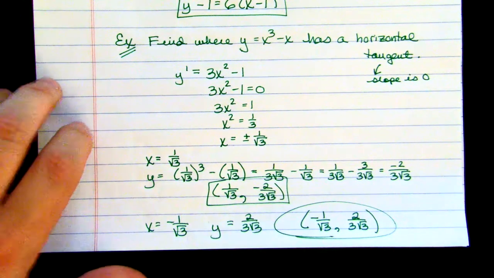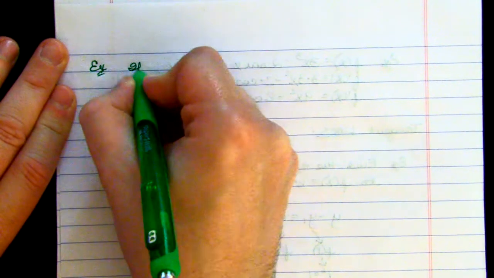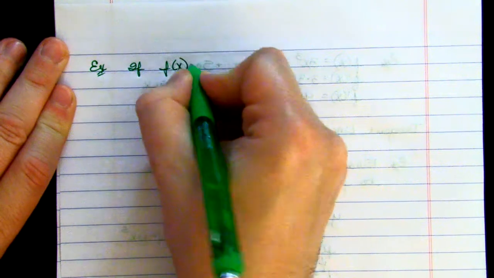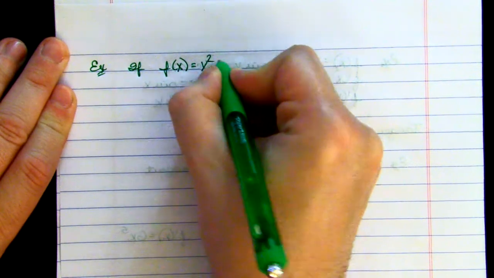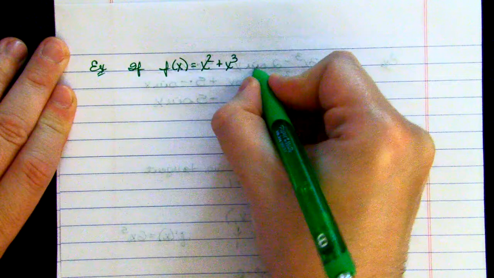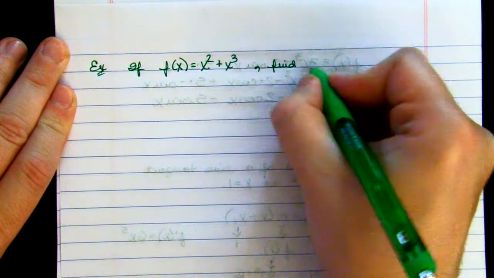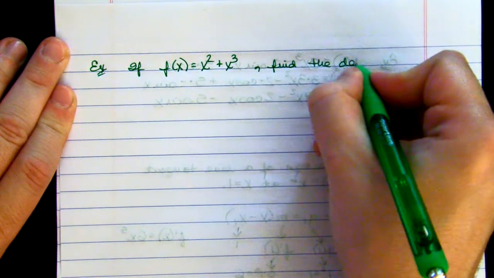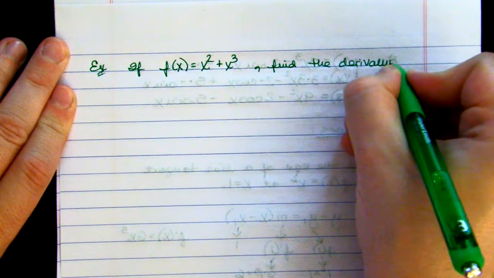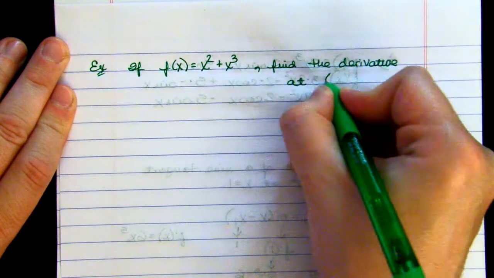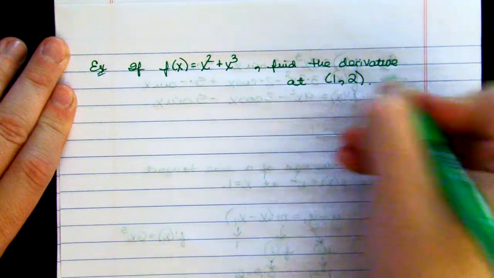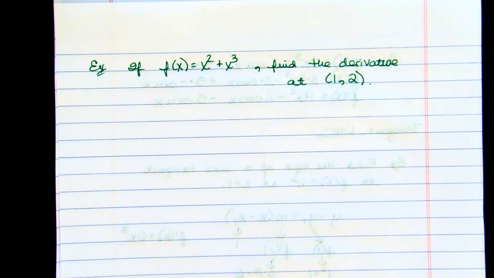Last very quick thing I need to show you, only because you're going to see this in the homework, and I just don't want you to get confused. This is not going to be a difficult thing. If f of x equals x squared plus x cubed, find the derivative at the point 1, 2. I want to find the derivative there at 1, 2.